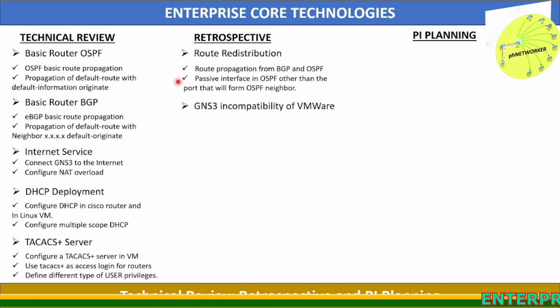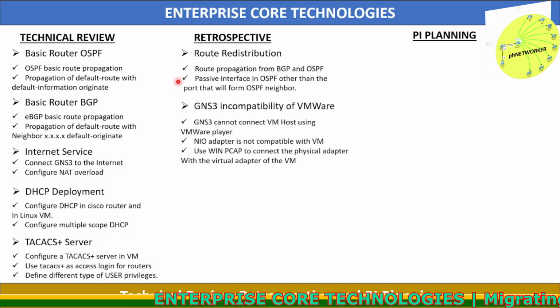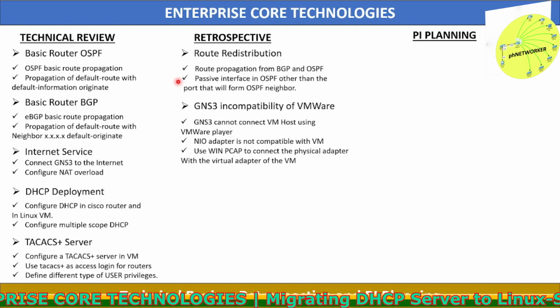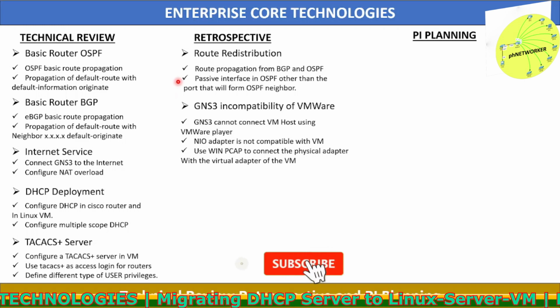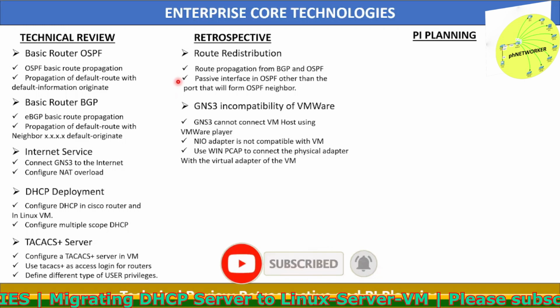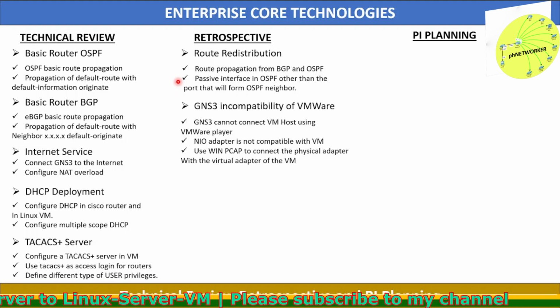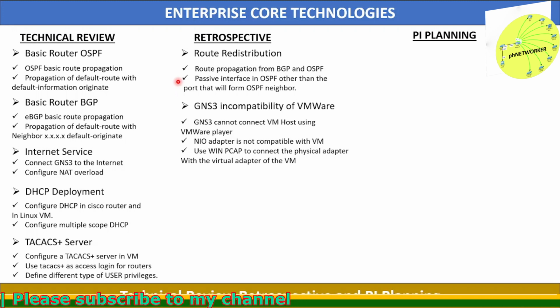Next is the GNS3 incompatibility with the VMware Player. Before, we were using the VMware Player, which is the free version of VMware, but the GNS3 cannot connect to the VM host using the VMware Player. There is an incompatibility, and also the GNS3 NIO adapter is not compatible with the VM even when we already use VirtualBox. So we remove the NIO adapter and use WinPcap to connect the physical adapter with the virtual adapter of the VM.